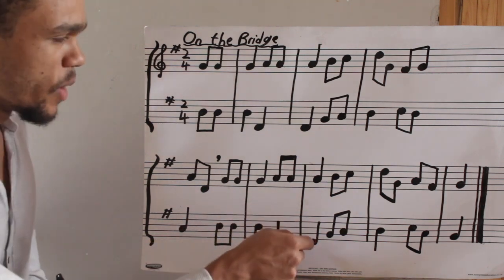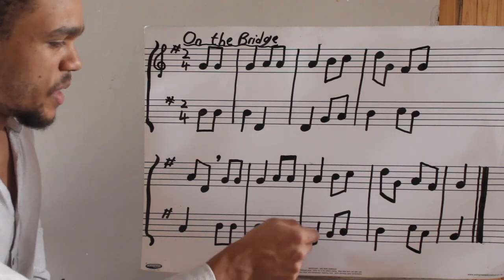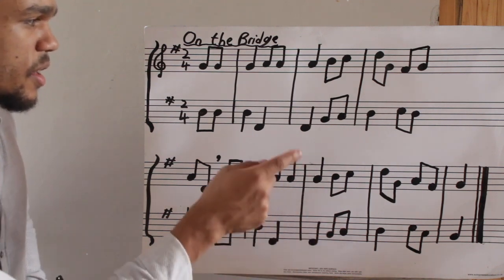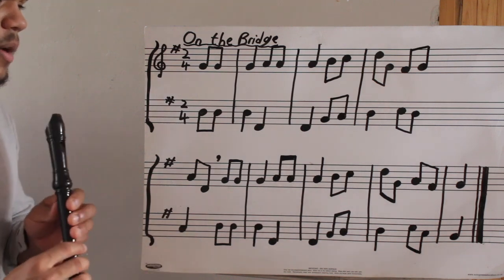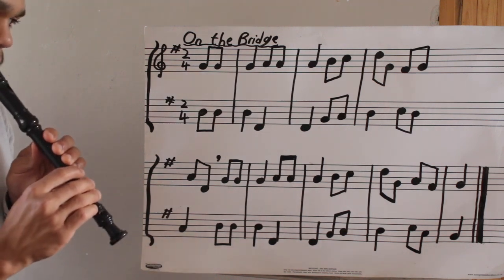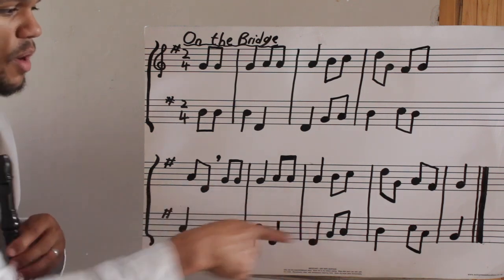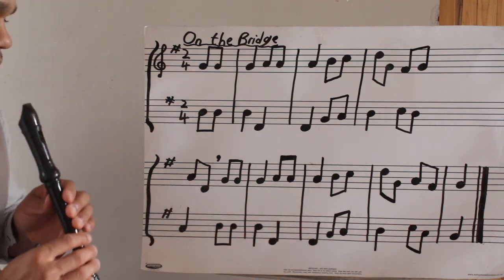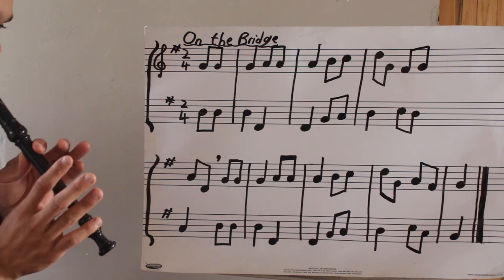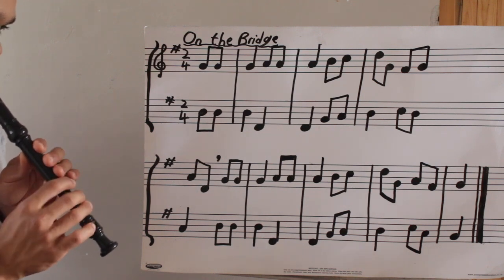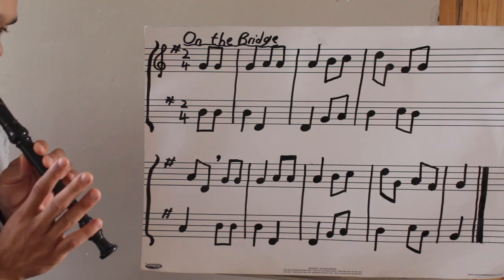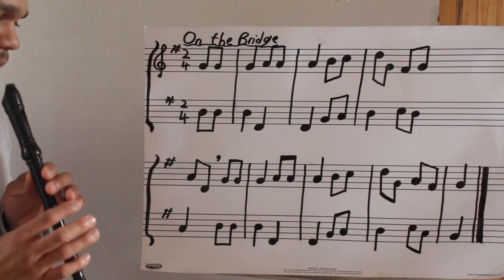Then actually, let's keep on going. Exact same notes over here. The D, G, A. So let's try that out. 1, 2. Let's go from bar 5 until bar 7. 1, 2. Again.